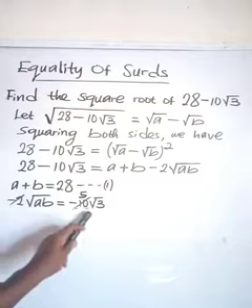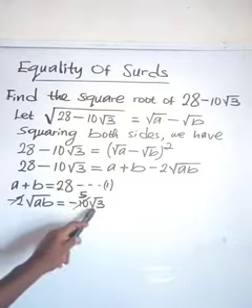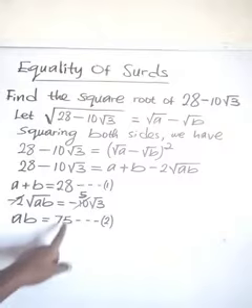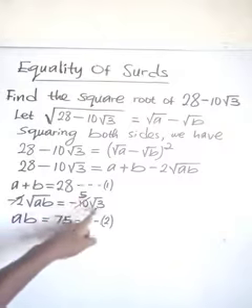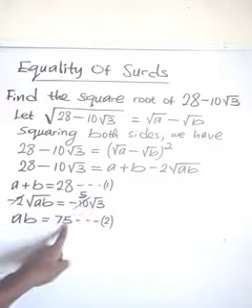And if you square the right-hand side, the square of 5 is 25, and the square of root 3 is 3. How do we get 75? When we square the right-hand side, the square of 5 gives us 25, the square of root 3 gives us 3. And 3 times 25 gives us 75.